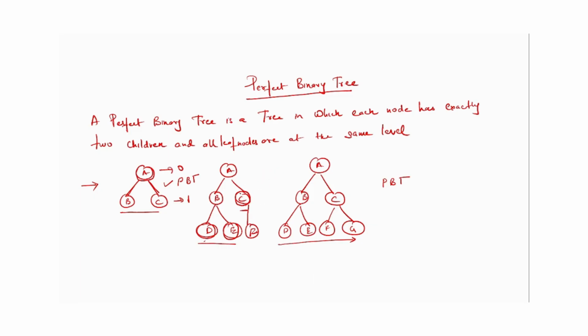So here A has two child nodes, B has two child nodes, but C has only one child node. But the point is here all leaf nodes are at the same level. So I am not saying or, I am saying and, which means that each node should have exactly two children and all leaf nodes should be at the same level. Here the first condition is missing, right? This node E has only one child node, therefore this is not a perfect binary tree, right?